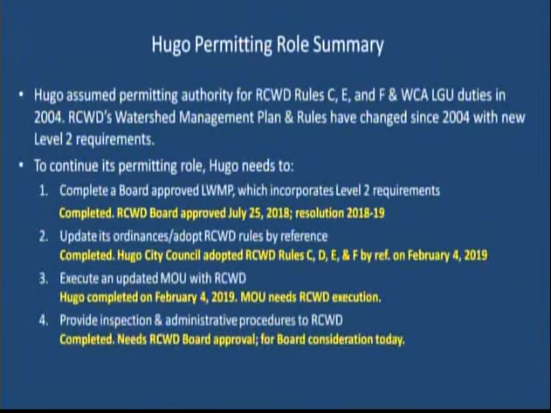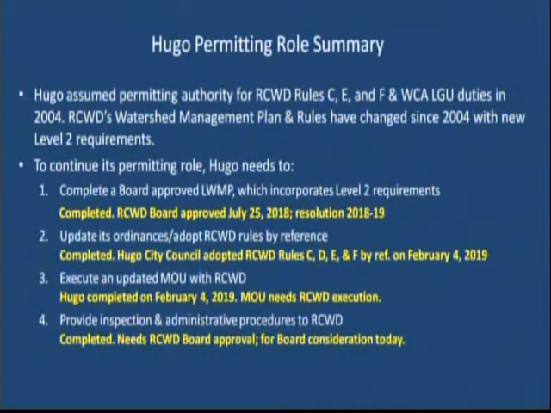on this slide here. They needed to complete an approved local water plan which incorporates level 2 requirements, and this has been completed. The board has approved their local water plan. You guys approved it last year, July 25th, by resolution 2018-19. The second step for the city was to update their ordinances to be as stringent as the district's rules, or to adopt the district's rules by reference.